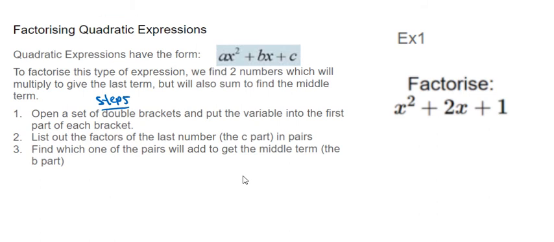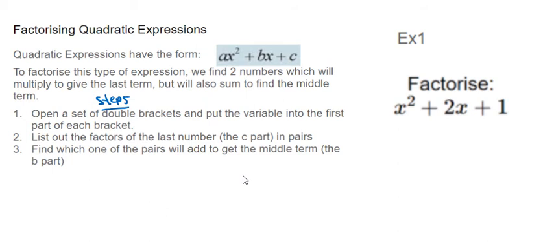Open a set of double brackets and put the variable into the first part of each bracket. Then list out the factors of the last number, the c part, in pairs. Find which one of these pairs will add to give the middle term, the b part.